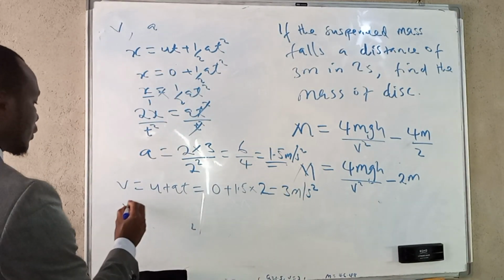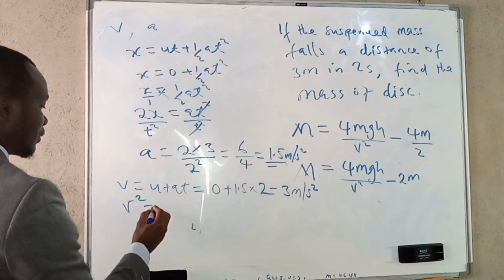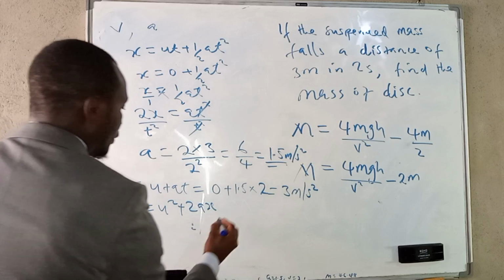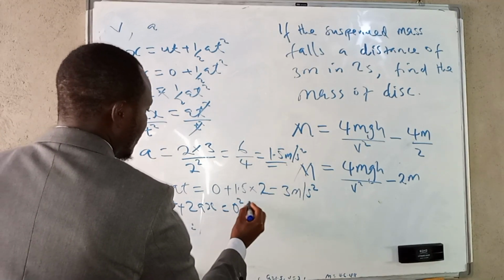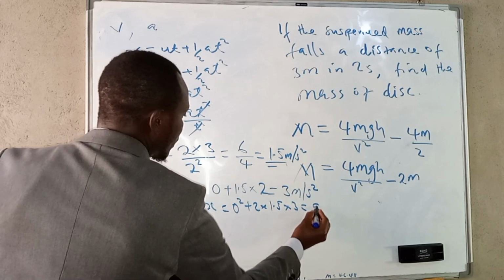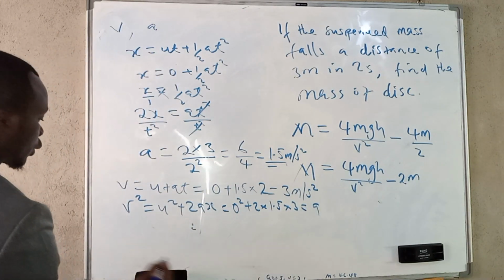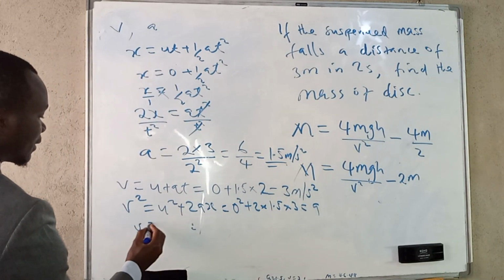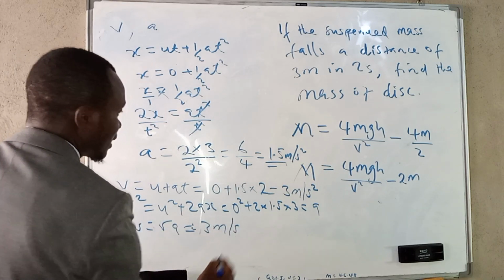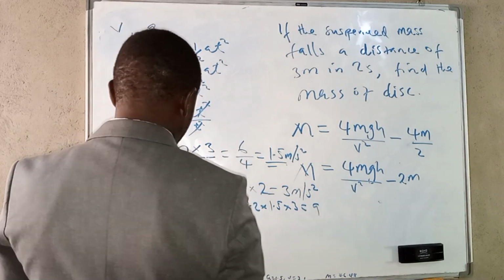The same can be found when we use v squared is equal to u squared plus 2ax. So u is 0 squared plus 2 times 1.5 times 3. This will give us 9. So v is equal to the root of 9, which gives us 3 meters per second. So we put this into this equation.